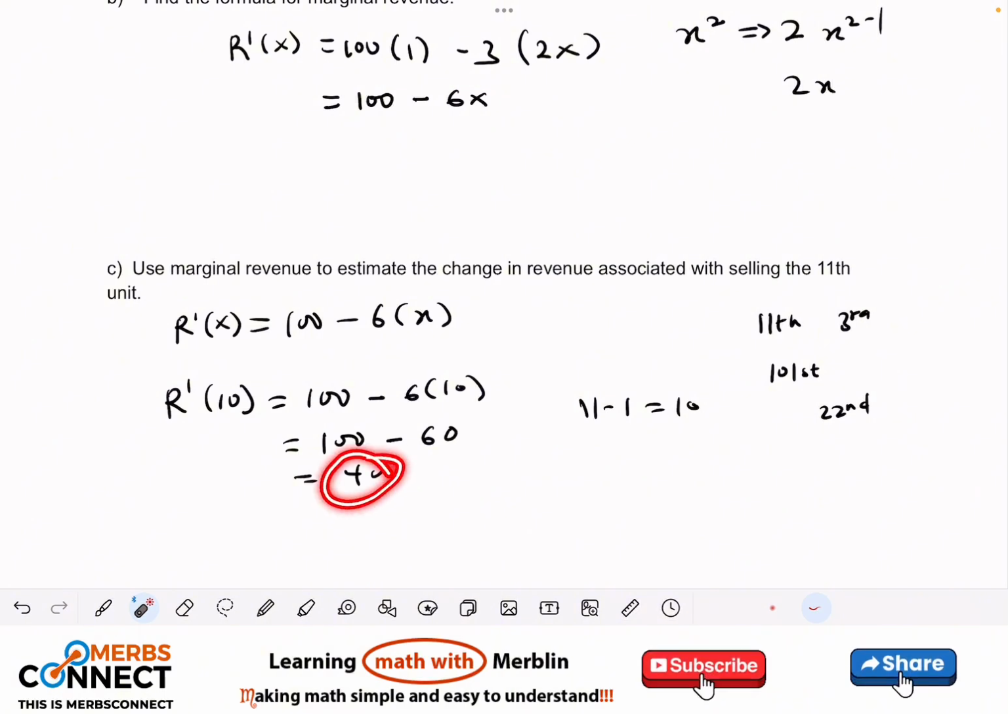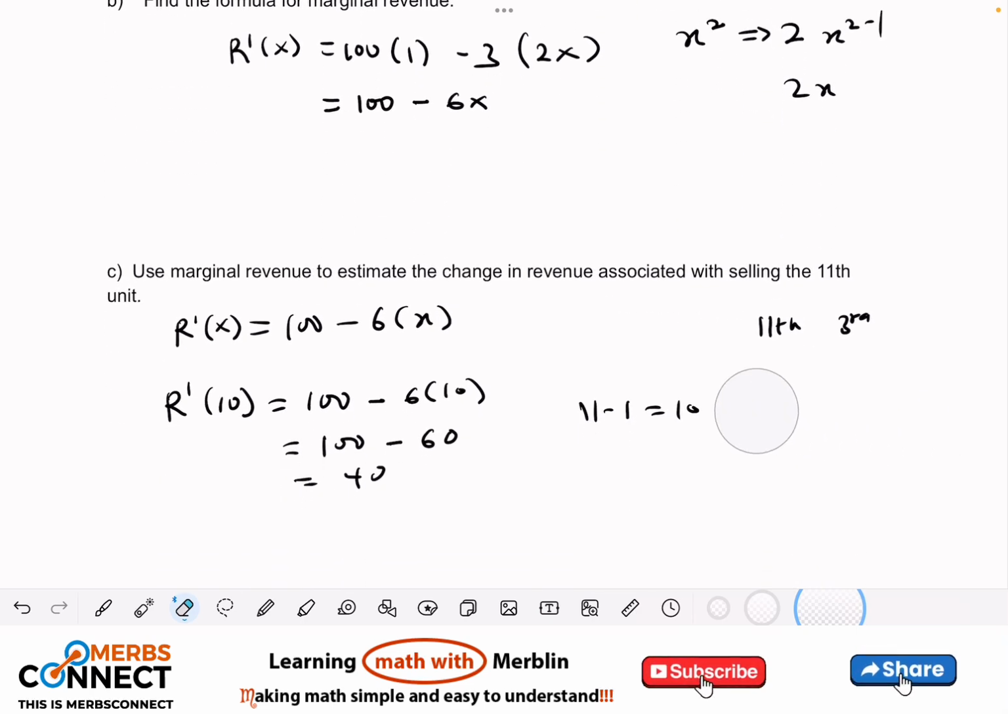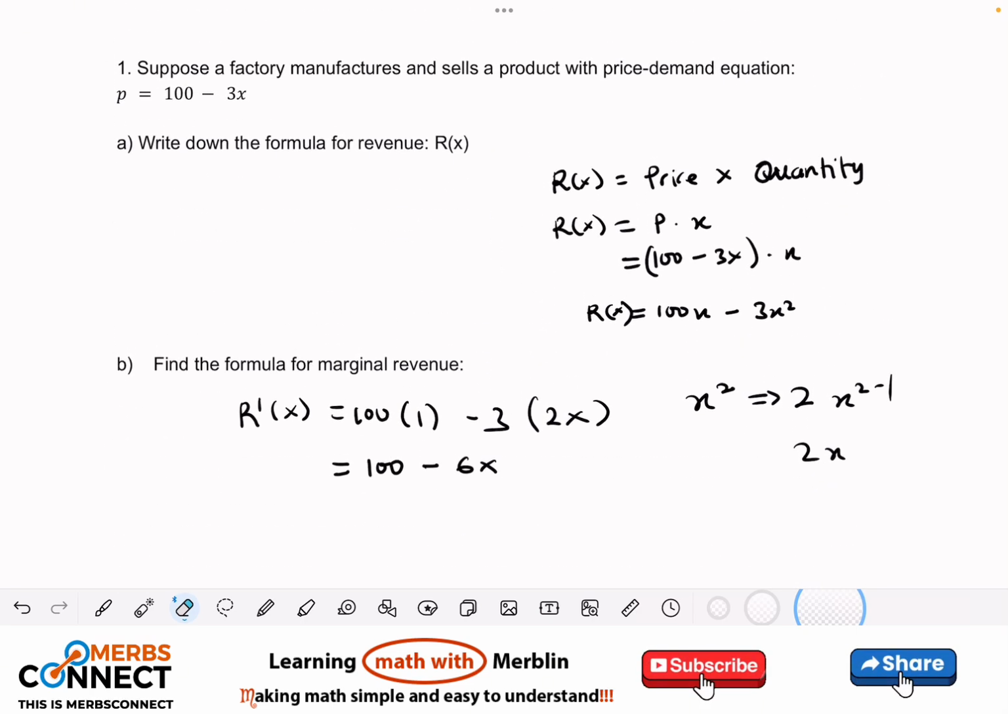Do you get it? So since this one is positive, then we are going to say that there will be an increase in this. So that is what we are going to do. So that is the end of the first question. Let's look at the second question.